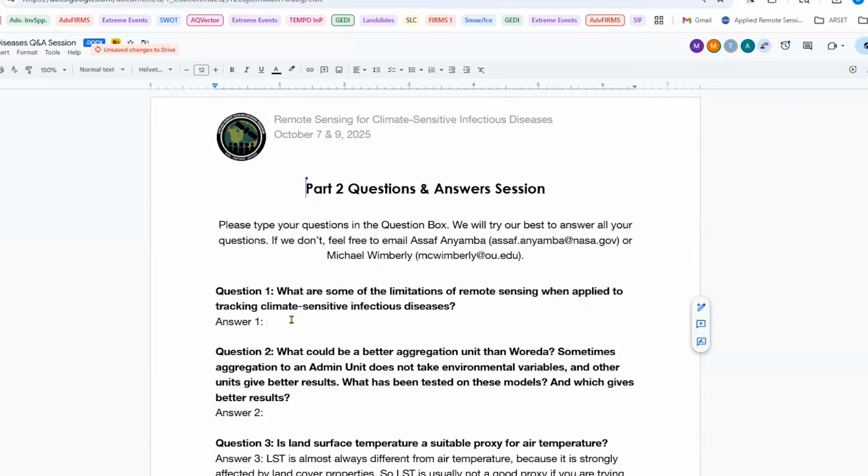For a disease that is climate sensitive, one of the big limitations of remote sensing data is simply the limitations of the measurements. We're almost never measuring the exact variable at the exact scale that is directly relevant to transmission. We talked about that already quite a bit in the context of land surface temperature.